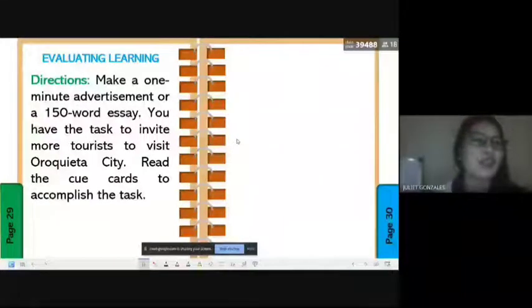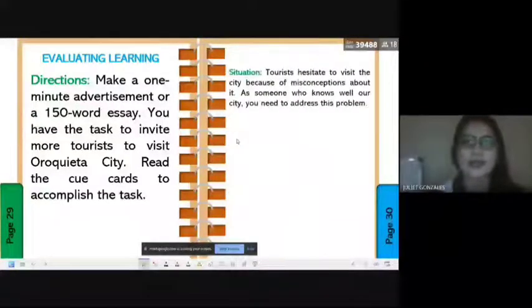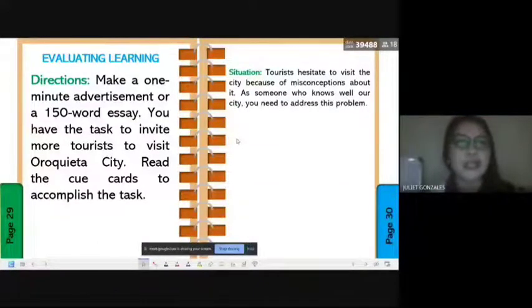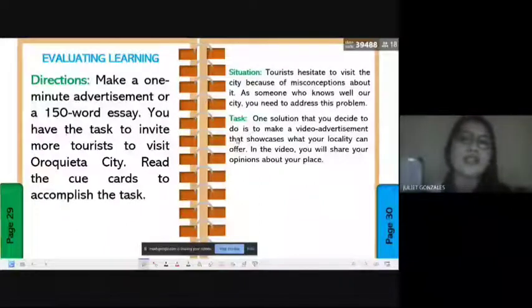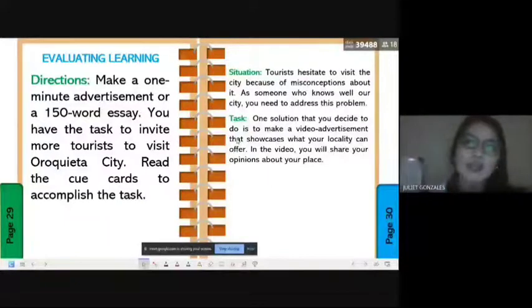So your task is to invite tourists to visit Oroquieta City. This will be your situation: tourists hesitate to visit the city because of misconceptions about it. As someone who knows our city well, you need to address this problem. Group 2, one solution that you decide to do is to make a video advertisement that showcases what your locality can offer. In the video, you will share your opinions about your place. Do not forget to include opinion marking signals in your output.